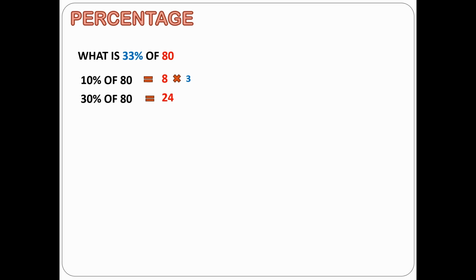Now, the next thing that we need to find is 1% of 80. If we could find the value of 1%, we could find the value of 3%. If 10% is 8, 1% is basically 8 divided by 10. So, 1% of 80 is 0.8. Just move the decimal 1 unit to the left. So, 3% of 80 is simply 0.8 times 3, which is 2.4. Since we are looking for 33%, we need to add the value of 30% and 3%. So, 33% of 80 is 26.4.